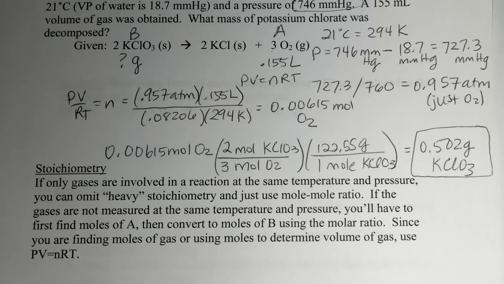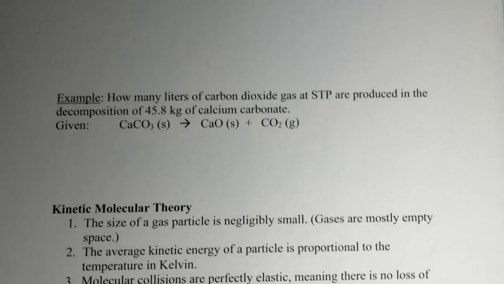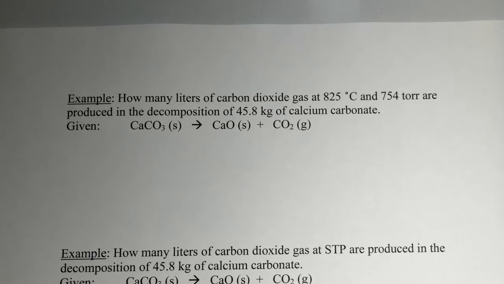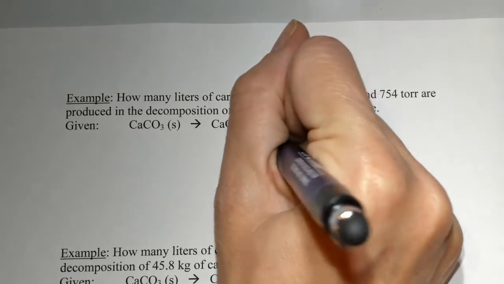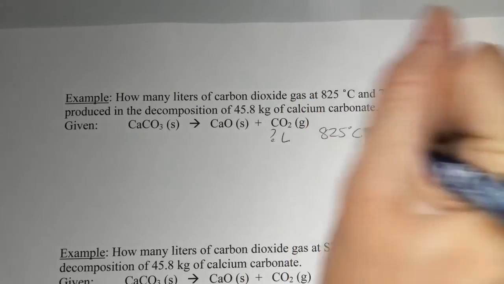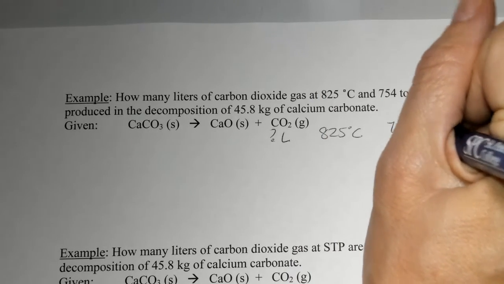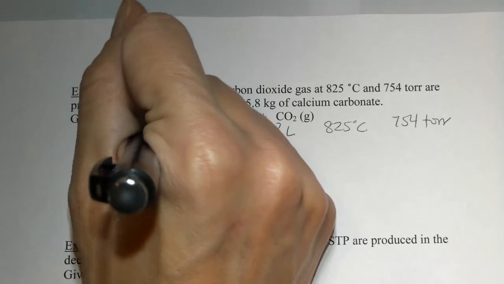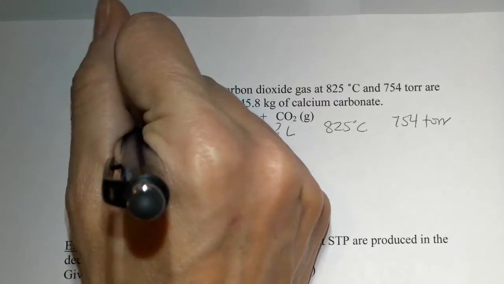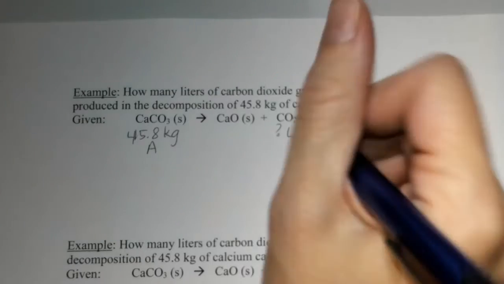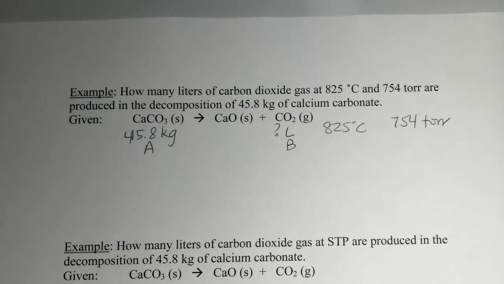All right, so there's one more stoichiometry question, or two more, sorry, on the next page. We've got a decomposition of calcium carbonate. We want to know how many liters of CO2 at 825 degrees Celsius, 754 torr, are produced in the decomposition of 45.8 kilograms of the calcium carbonate. So in this case, the mass of our solid is our A, the volume of the gas is going to be our B, right? That's where we're headed.